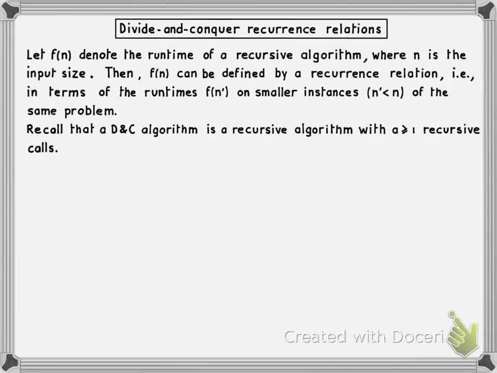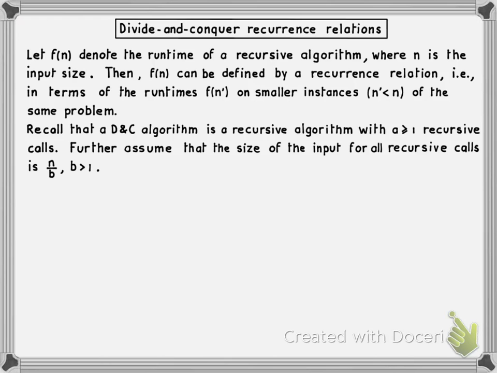Now, recall that a divide and conquer algorithm makes a certain number of recursive calls. Let's call this number a. a is an integer that's greater than or equal to 1, since you must make at least one recursive call to be a divide and conquer algorithm. But you could make 2 or more, as we saw in some previous examples. Now, we're going to make a further assumption here, which is that the size of the input for all of these recursive calls is the same. Not only that, but that size is a fraction of the original size, so it's n over b.